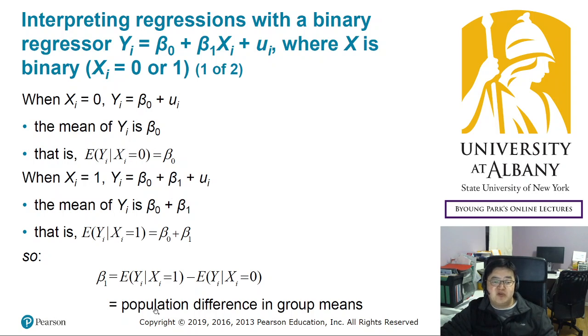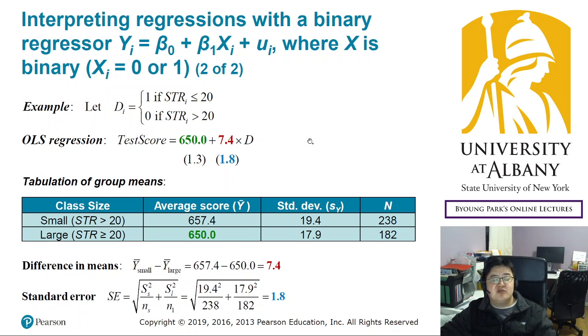So a population difference in group means. That's how we interpret. So we don't say beta 1 is interpreted as the slope, but as I said here, slope interpretation is not appropriate. Technically it's not wrong, but a better interpretation is using the difference. And think about the example that we considered.